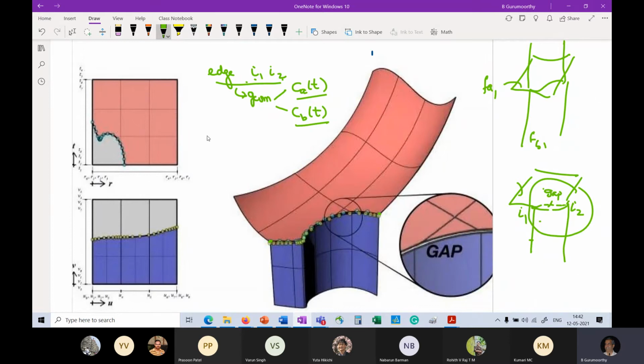Some CAD systems have a slightly different process. They actually will find the distance between the two curves on the two respective faces. And if the distance between the two curves is less than what is referred to as the same point tolerance.